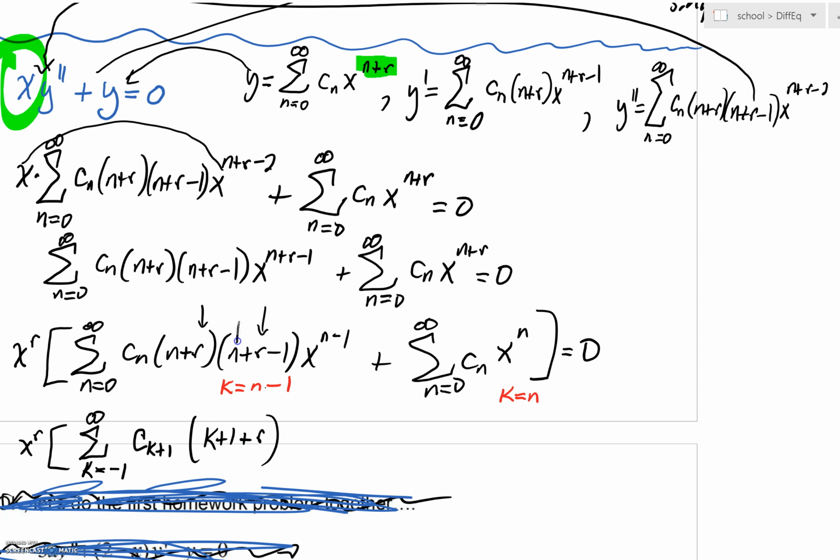If you're really on your toes, you're going to say n minus 1 itself is k. So you'll have k plus r here. Of course, if you would have plugged in k plus 1 in its place, the plus 1 and the minus 1 would have canceled it out. So here we'll have our x to the k.